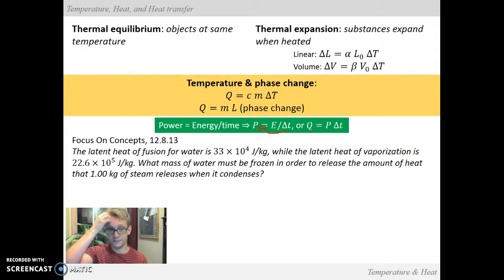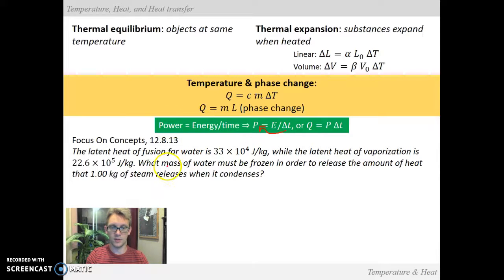So specifically, with this phase change, this is one that I found I thought was very important to talk about. So I'll just read it and then we'll go ahead. So latent heat of fusion for water is given as 33 times 10 to the 4 joules per kilogram, while the latent heat of vaporization is 22.6 times 10 to the 5th joules per kilogram. And then here's the main question. What mass of water must be frozen in order to release the amount of heat that 1 kilogram of steam releases when it condenses?